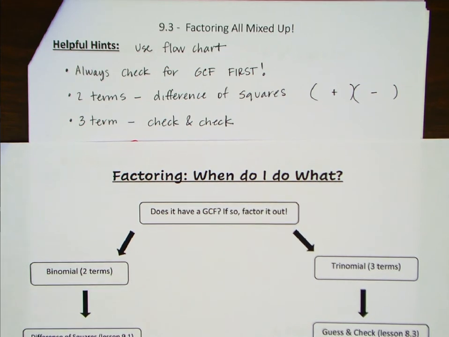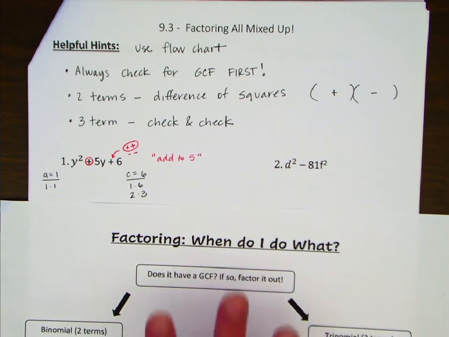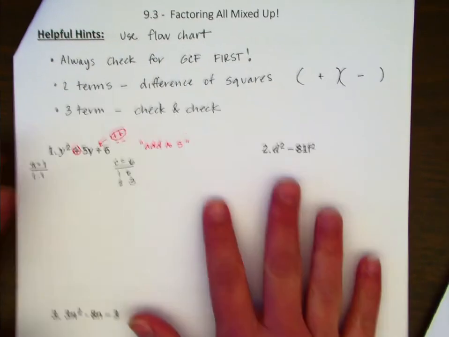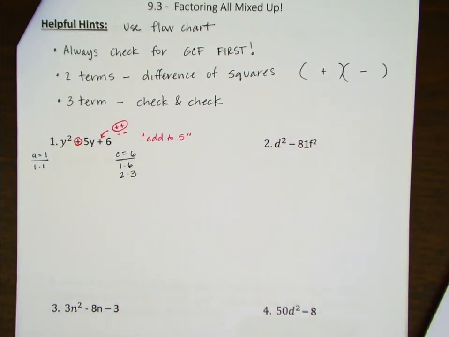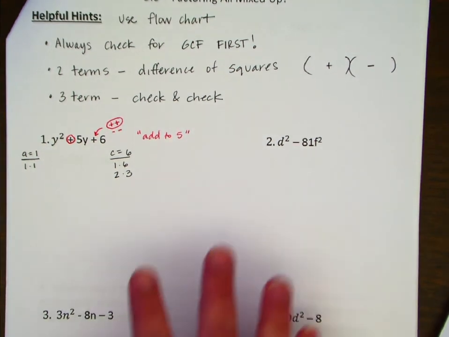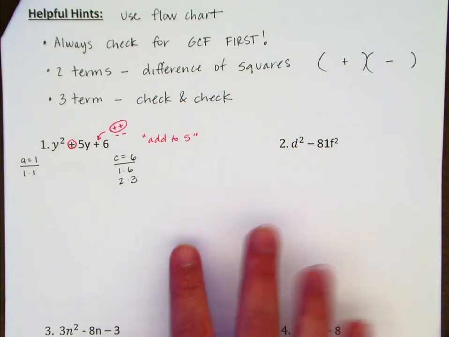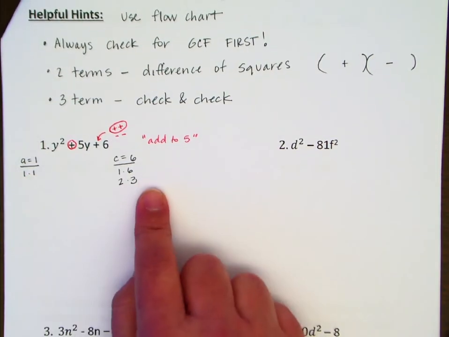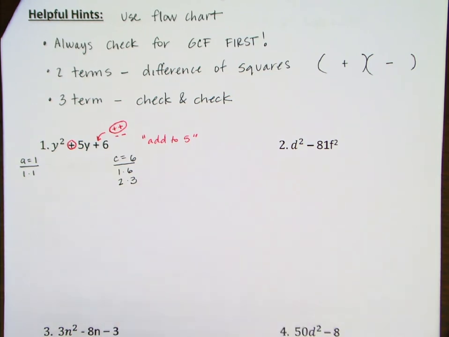Okay, sorry about that. So this is how far I got on problem number 1. Let's talk about what I had done. Let me zoom in. Alright, so we list the factors of A and we list the factors of C. We've been doing this for a while now. Hopefully you're getting the hang of it.